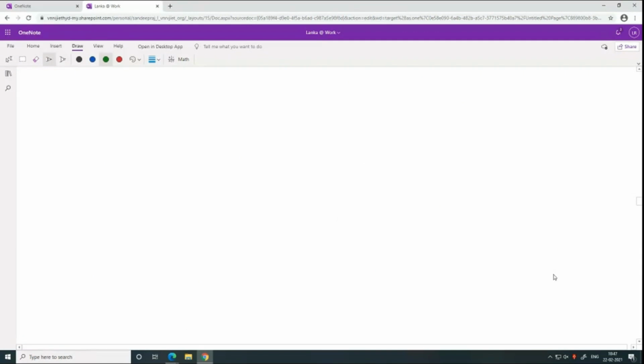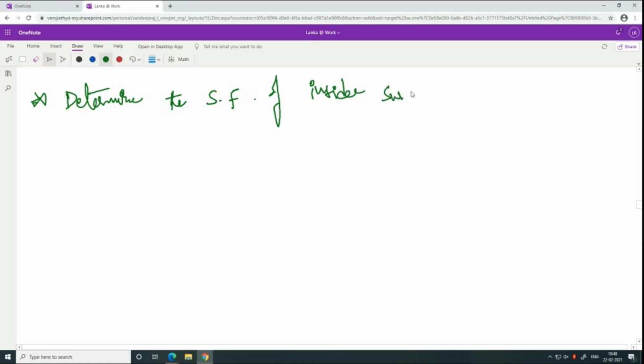Right. Moving ahead, let's solve a question here. So let me write that question here. Determine the shape factor of the inside surface of a hemispherical body.